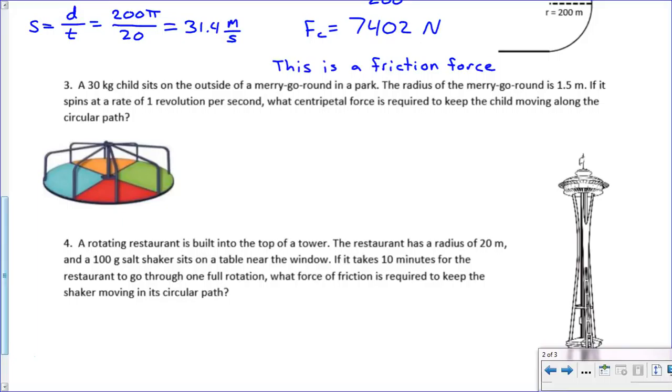For this next one, it says a 30-kilogram child is on a merry-go-round in the park. The radius of the merry-go-round is 1.5 meters and it spins at a rate of 1 revolution per second. Then it asks what the centripetal force is. On this one, it's extremely similar. We have to figure out the speed first. I know that it makes 1 revolution per second. So again, I'm going to find the circumference of this circle. The circumference is 2 pi r. R in this case is 1.5.